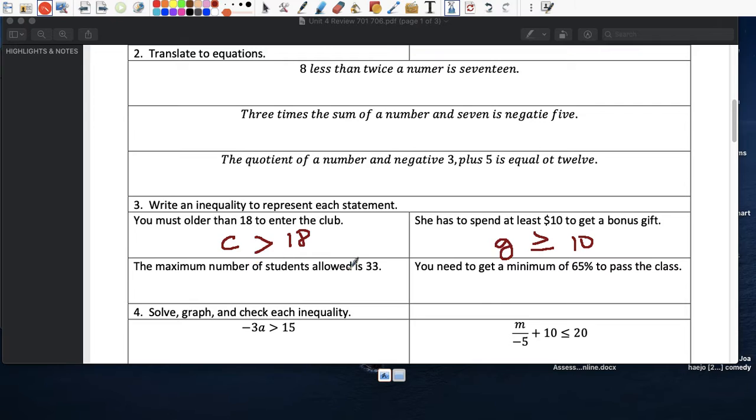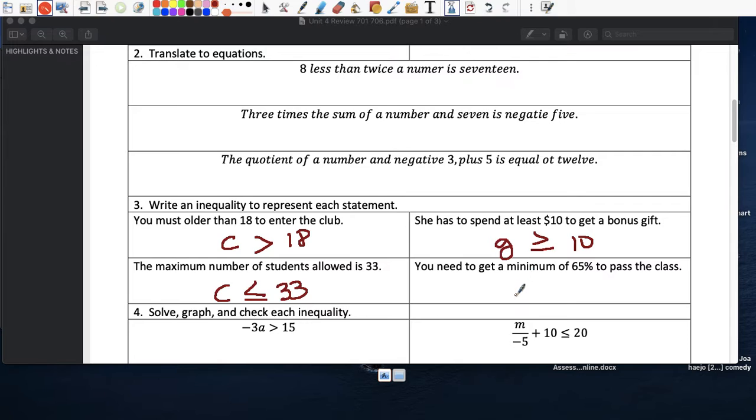The maximum number of students allowed is 33. So look at my classroom. Let's use C for classroom. 33. How many kids can I have in my classroom? The maximum is 33. Can I have 33? Yes. And I can also have any number under that. 34, I can't, so we can't have anything higher than 33.